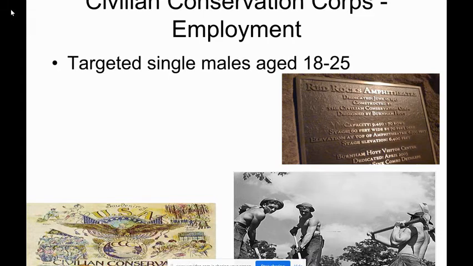Now, the idea of this, and this goes for a lot of his programs, is that they were targeted mostly for men because they believed that if there's a limited amount of jobs out there, the ones that should be available should go to men.